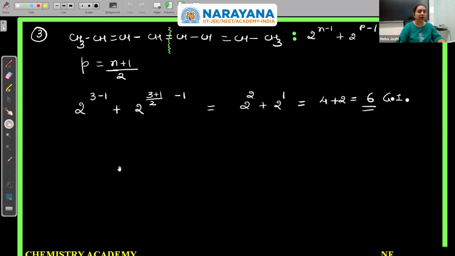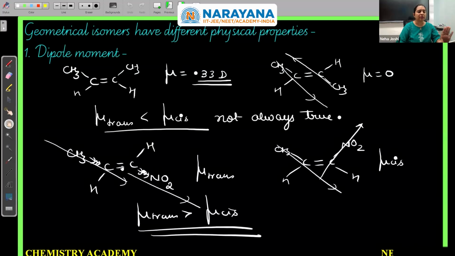Is that absolutely okay? So yes, you should know the formula, but don't limit yourself to the formula. Limit yourself to the concept. Okay. Coming to next point. Geometrical isomers have different chemical and physical properties.